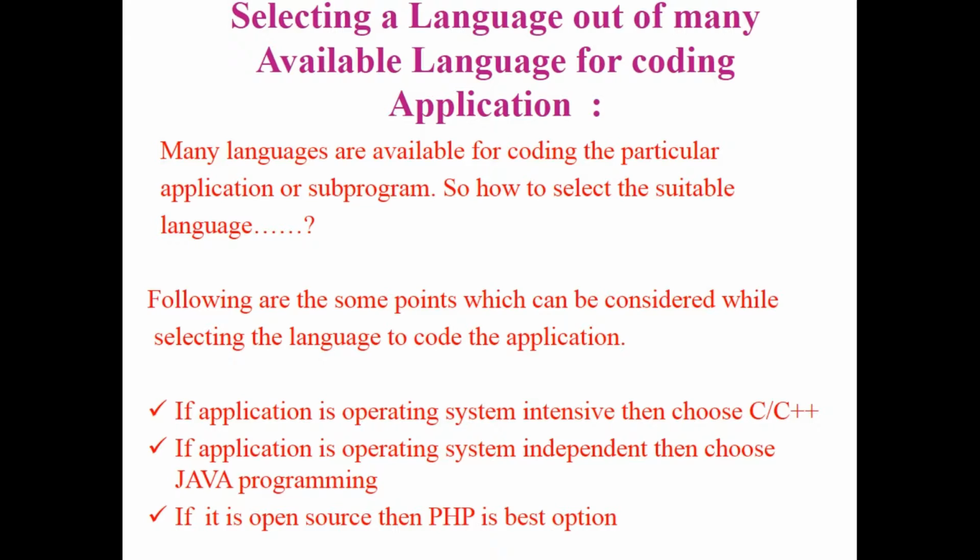If the application is operating system intensive, that is, if you want to build a program or software which is very near to the operating system or based on system programming, then surely go for C or C++. If the application is operating system independent, then choose Java. It doesn't matter which operating system you are using, whether Windows, Apple, Linux or any other. In that case, you don't bother about which OS you are using, so go for Java programming.